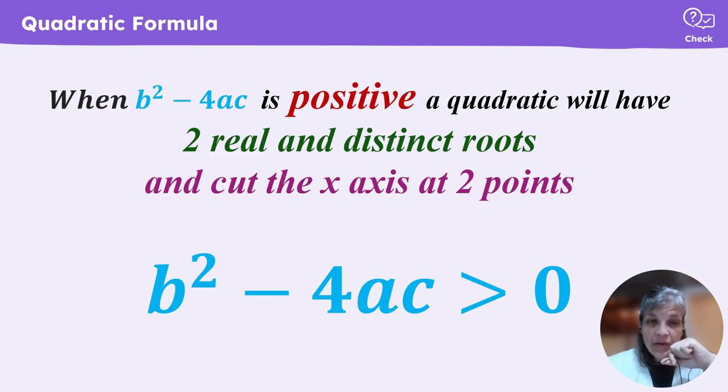So whenever b² minus 4ac is positive, the quadratic will have two real distinct roots and it will cut the x-axis at 2 points. So then when b² minus 4ac is greater than 0.